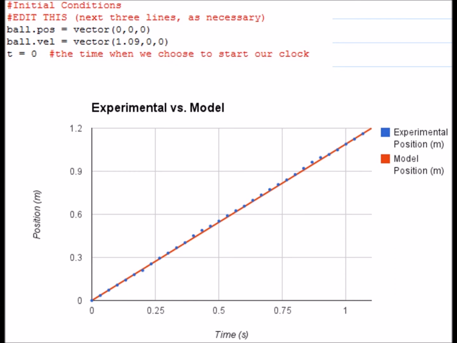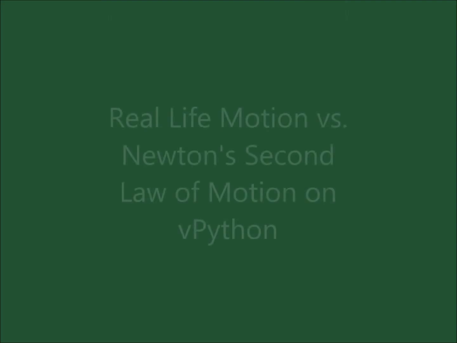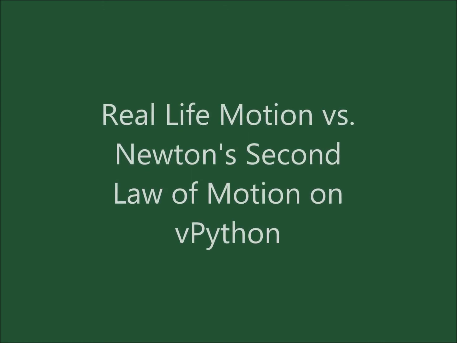we can say that the soccer ball was moving at a velocity of close to 1.09 meters per second in the positive x direction. Overall, Newton's second law predicted the motion of the soccer ball very well once the initial velocity of the ball was correctly found.